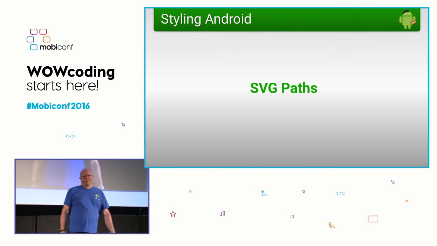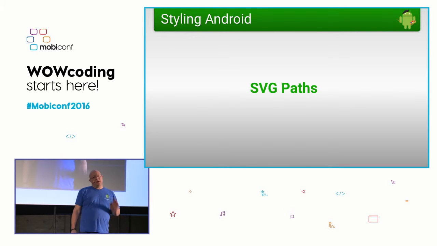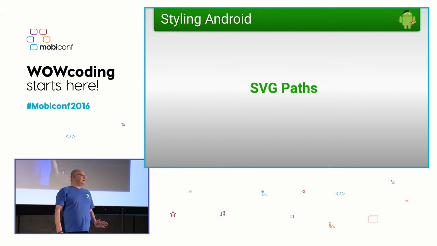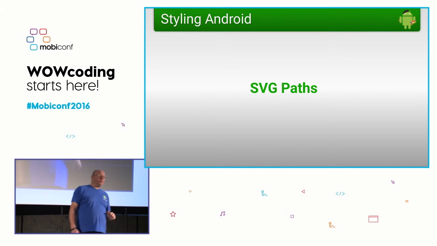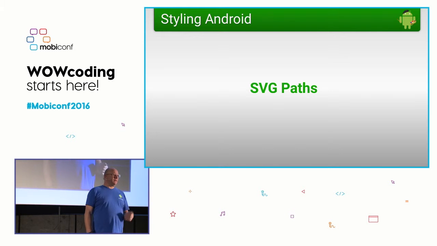SVG paths. So, I've already said we're based on SVG path data. It's important to understand that SVG and vector drawable are not the same thing. Vector drawables use a subset of the SVG specification. We can only use path data.